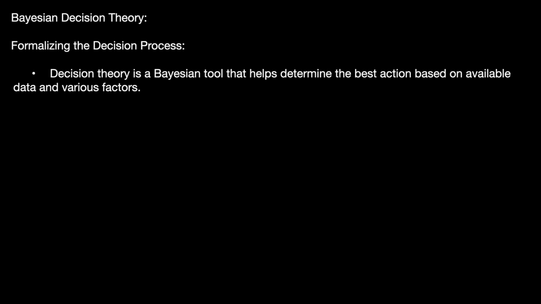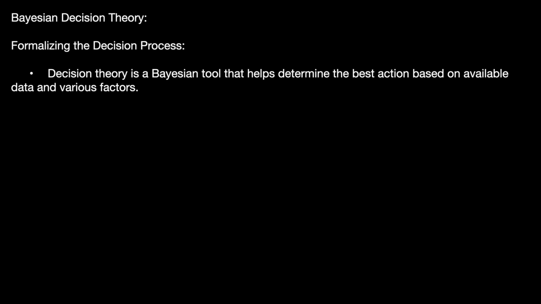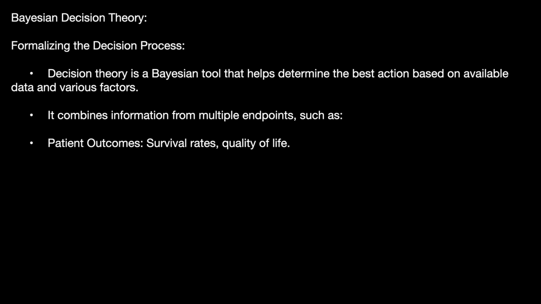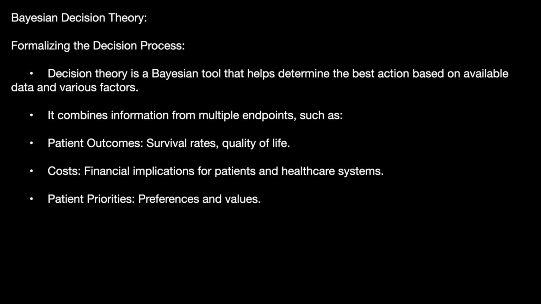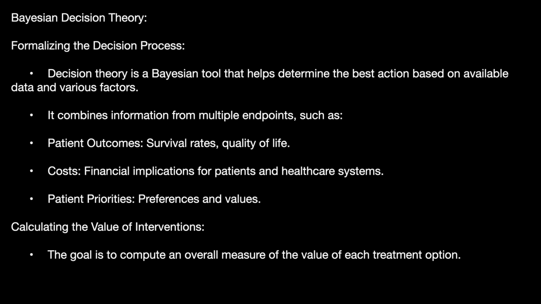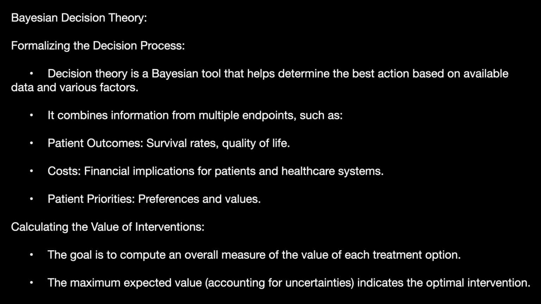So how do we do our decision making? Decision theory is a Bayesian tool that helps determine the best action based on available data and various factors. It combines information from multiple endpoints such as the patient outcome, that is survival rate and quality of life, the cost involved, the financial implications, and the patient priorities, that is preferences and values, calculating the value of intervention. The goal is to compute an overall measure of value for each treatment option, and the maximum expected value indicates the optimal intervention.